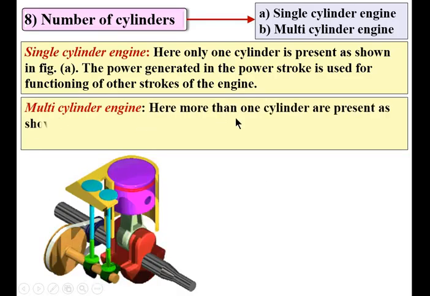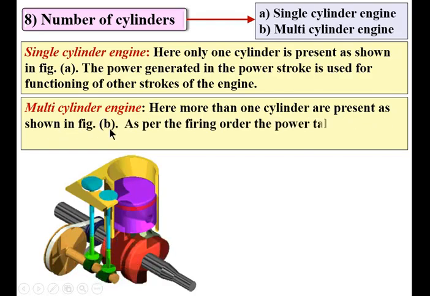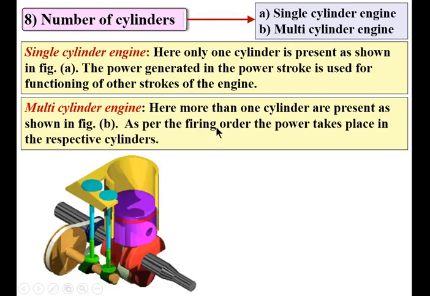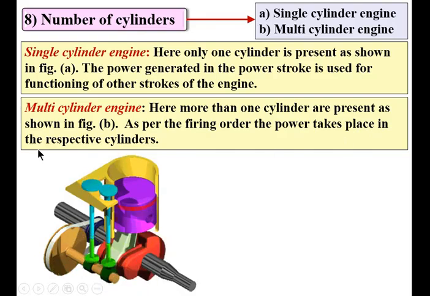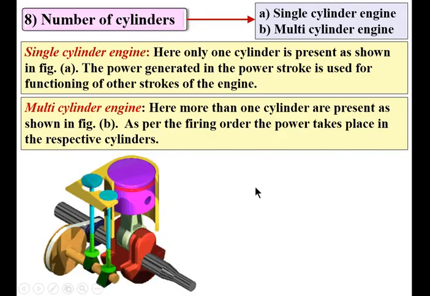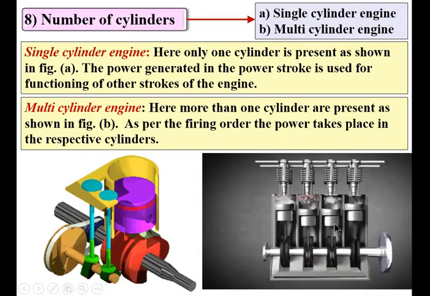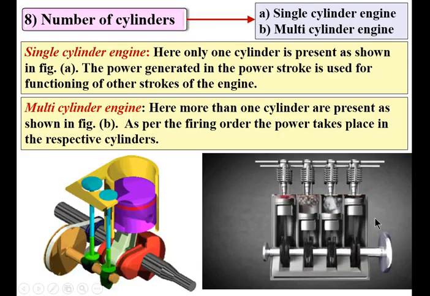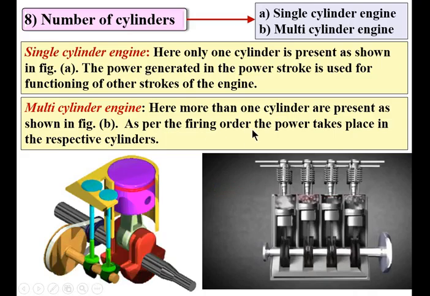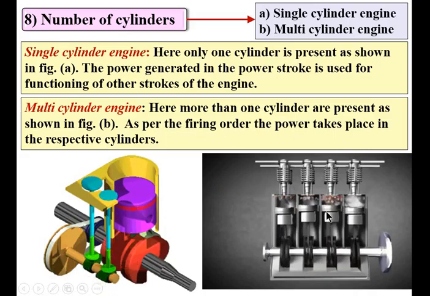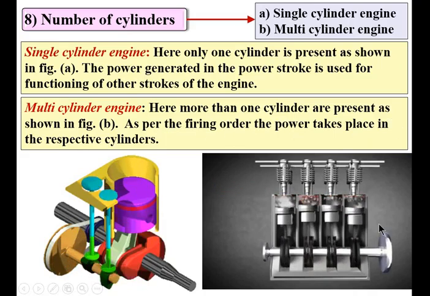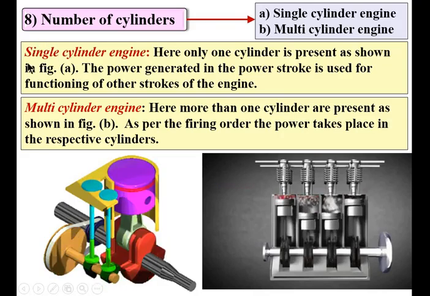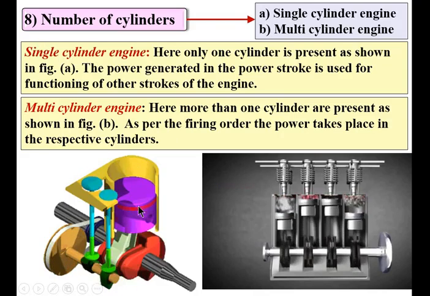Multi-cylinder engine, here more than one cylinder is present as shown in figure B. As per firing order, the power strokes take place in the respective cylinder. So look at this figure, 1, 2, 3, 4. So 4 cylinders are there, and according to the firing order, the power strokes take place in the respective cylinder. So very simple, in single cylinder engine, a single cylinder is used. In multi-cylinder engine, multiple cylinders are used.